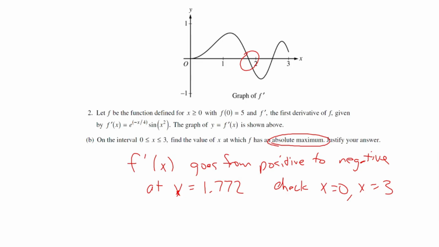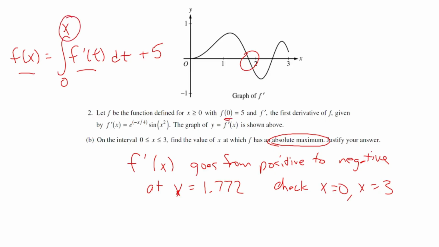And so we just need to evaluate what the value of our function is at each of those. Since we know that f of 0 is 5, an actual equation for the function f of x should be the integral from 0 to x of f prime plus 5. That way, it satisfies that the derivative of f is f prime. And also, if I plug in 0 for x, I get the integral from 0 to 0 of f prime plus 5, which equals 5, because the integral from 0 to 0 of anything is 0.